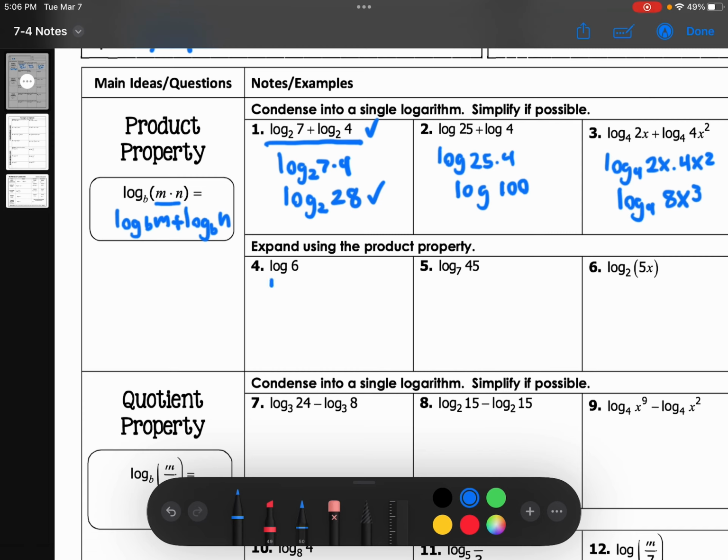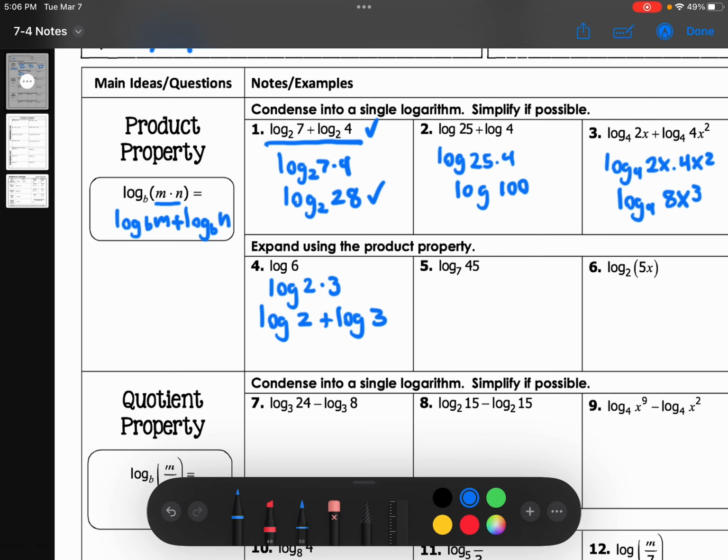Okay? Now, if we're talking about expanding, some of this in the expanding part can be a little weird because log base 10 of 6 could be rewritten as log of 2 times 3. And if I want to expand this, I would write it as log base 10 of 2 plus log base 10 of 3. Okay? Now the 45, and you might be thinking, well, how do I know in the 45 particularly how I'm going to split it up? I mean, you can split it up several different ways, like 9 and 5 or 3 and 3 and 5.